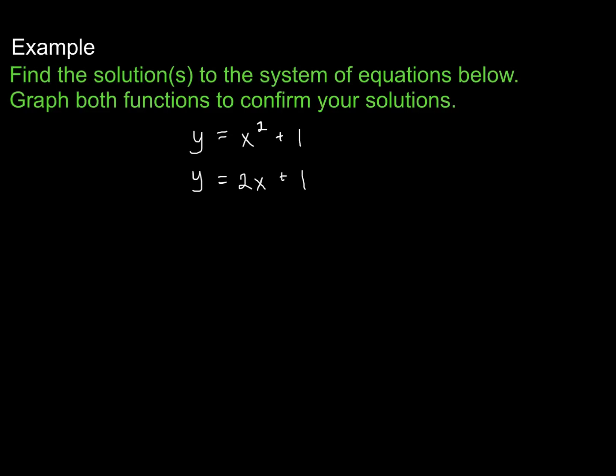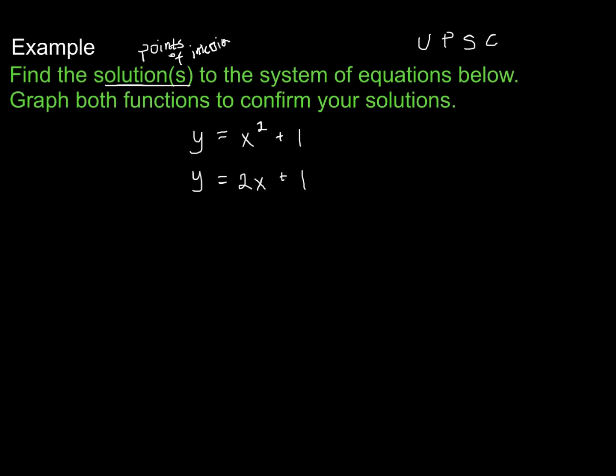Okay, so let's go ahead and go through this example. Find the solutions to the system of equations below, and graph both functions to confirm your solutions. First we want to start with our framework: understand, plan, solve, and check. Just understanding here, find the solutions to the system of equations below. When I hear the word solutions, a couple of things come to mind, and the first is point of intersection. I'm finding the points or point of intersection between the two functions.